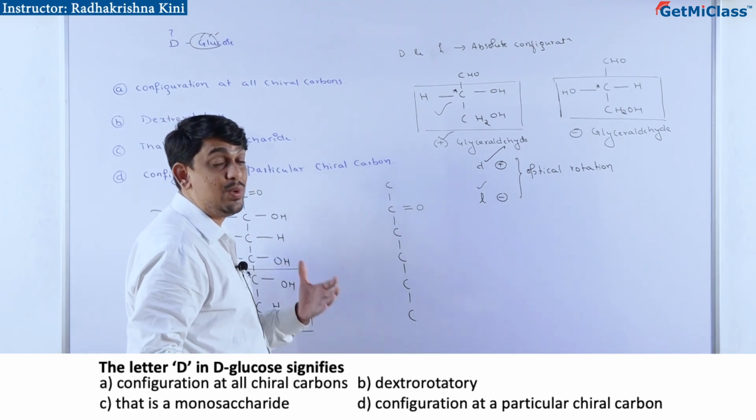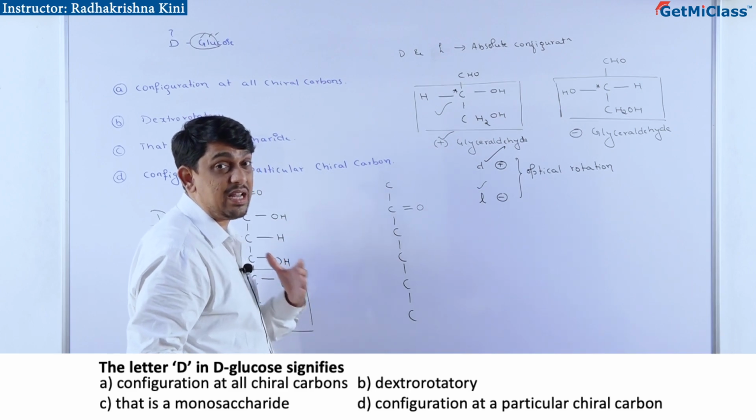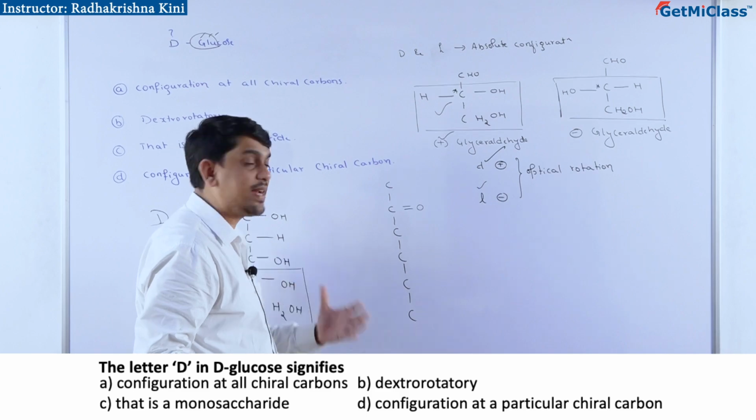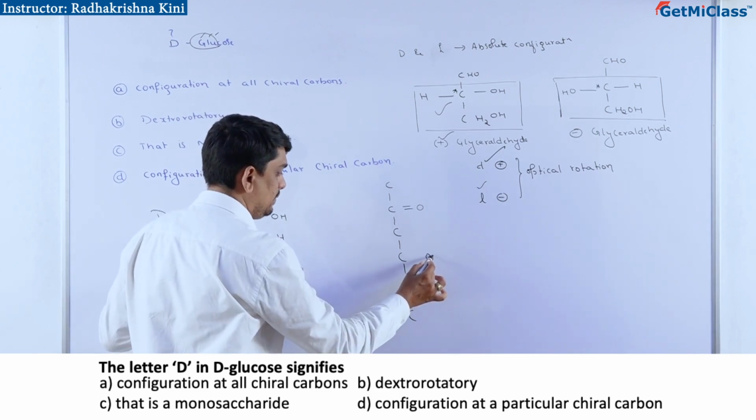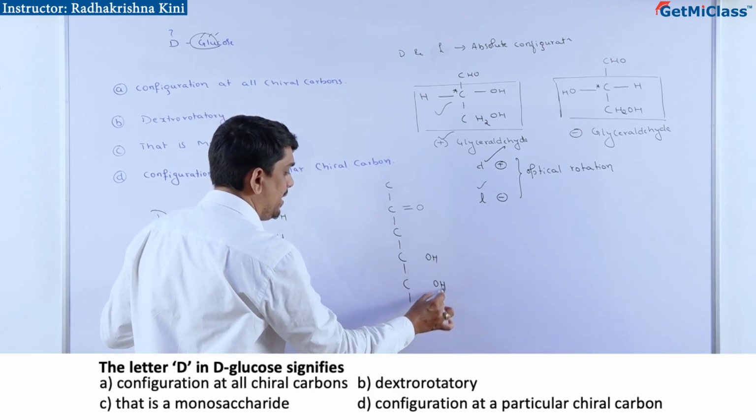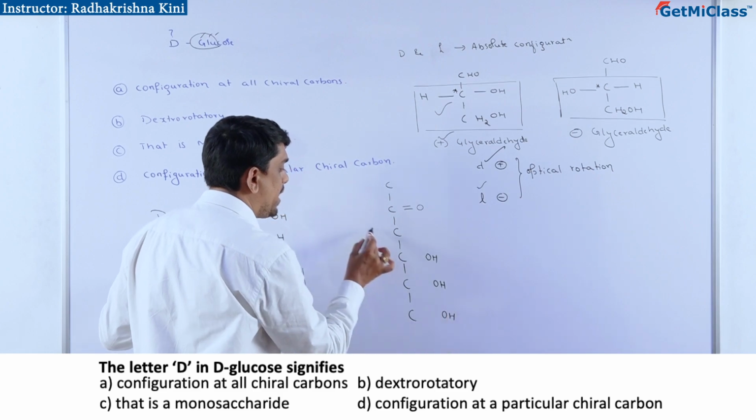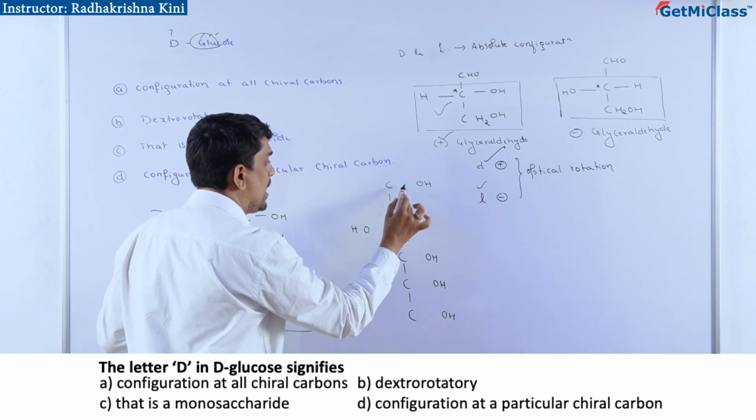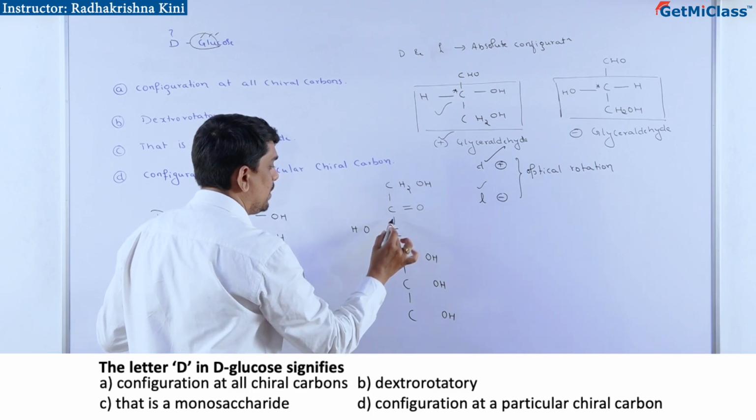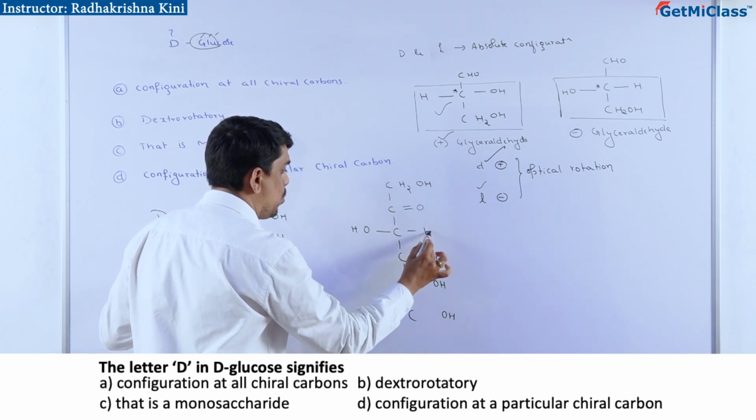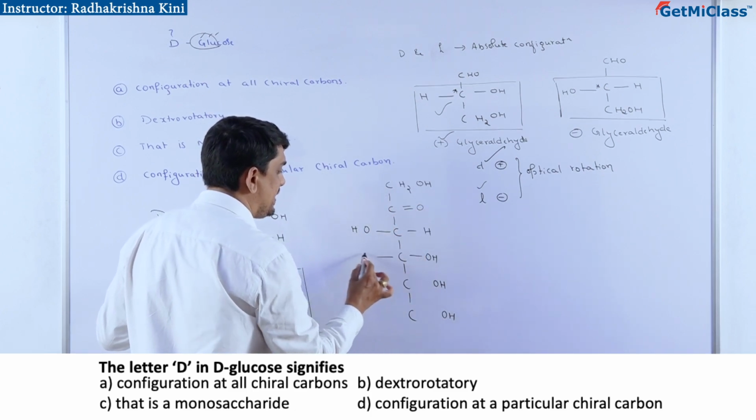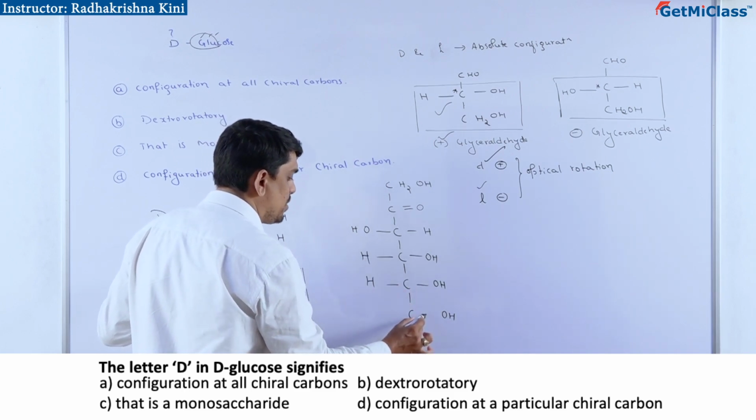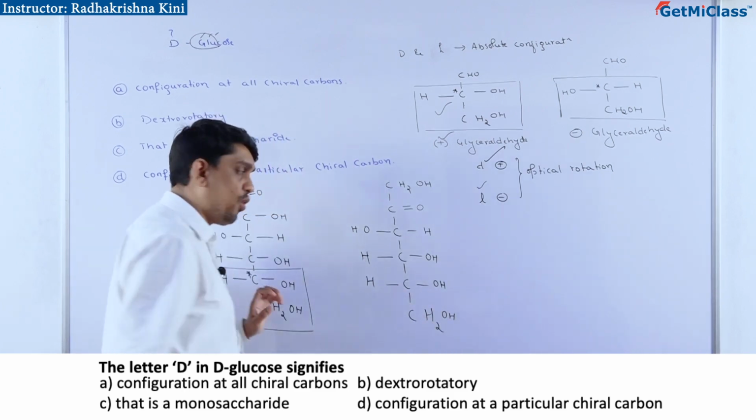You know that glu indicates the last 3 OH are on the same side, that's the right side. The remaining carbons I am showing OH on alternate sides.